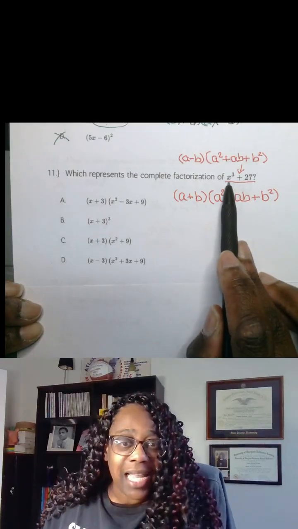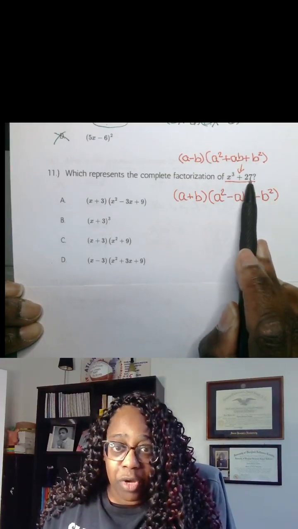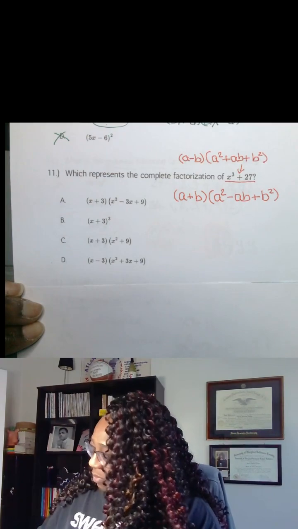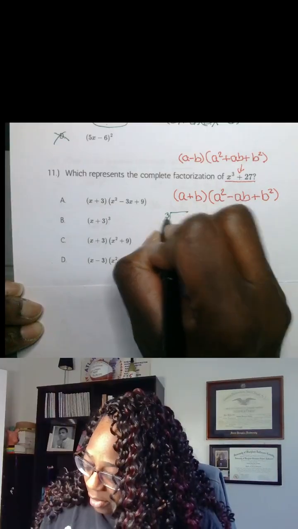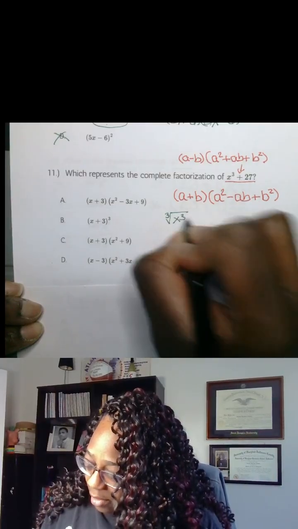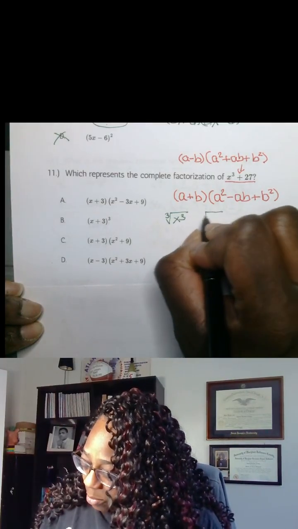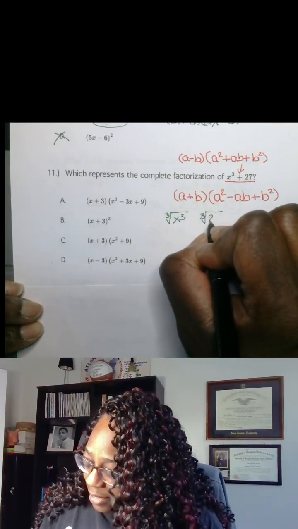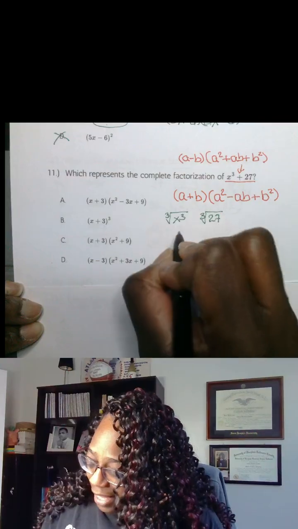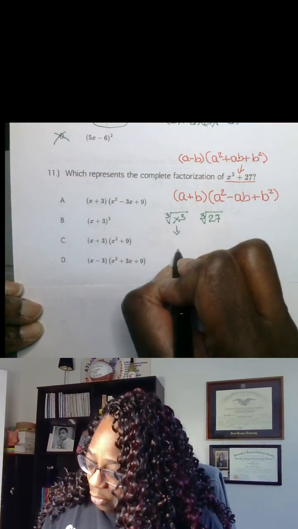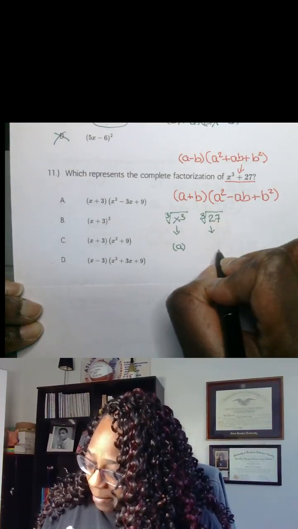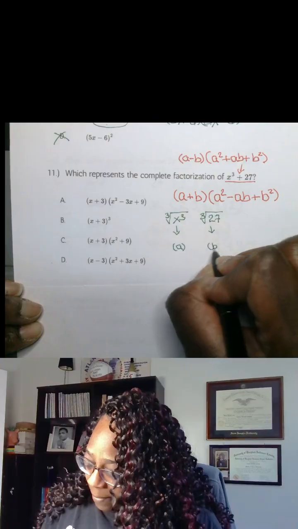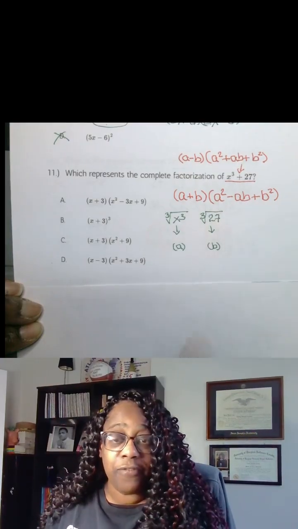Well, if we take the cube root of our original information, so if I take the cube root of x cubed and I take the cube root of 27, the answers of these are going to represent my A and my B that I can plug into this formula.